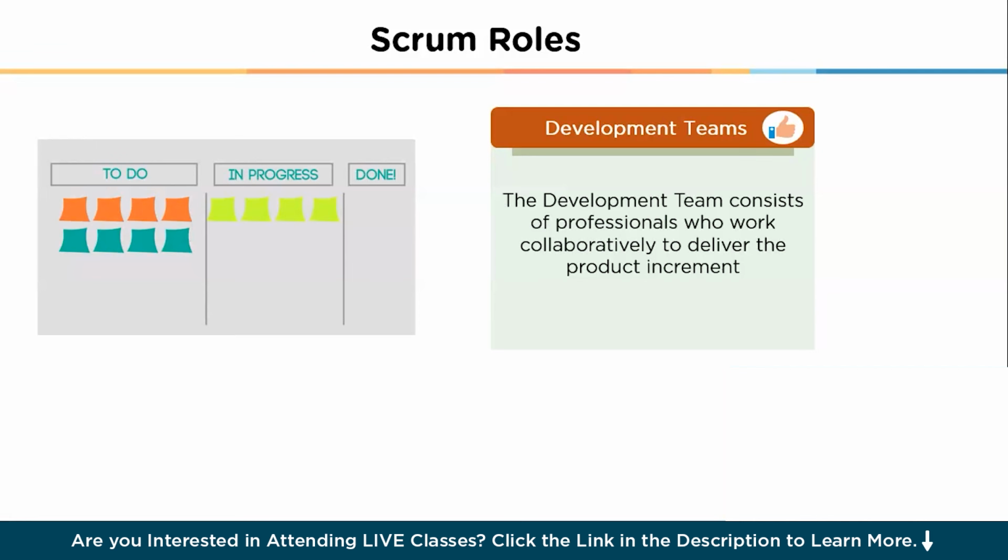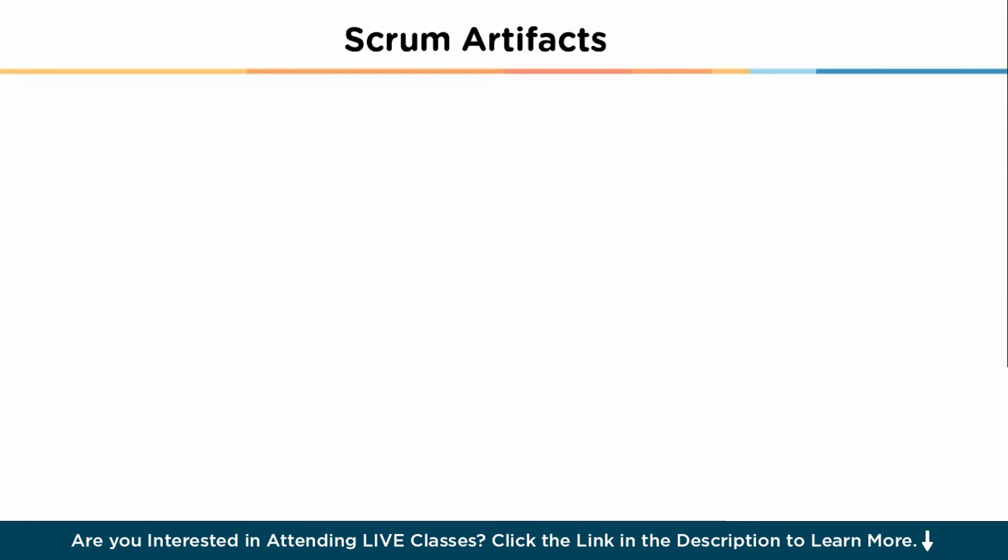The key responsibilities of the development team include estimating and planning work during sprint planning, collaborating daily to achieve the sprint goal, delivering a potentially shippable product increment by the end of the sprint, continuously improving their processes and practices, and finally, maintaining transparency through regular communications and updates. Now let us move on and understand Scrum Artifacts.